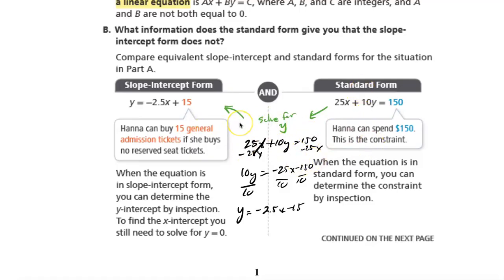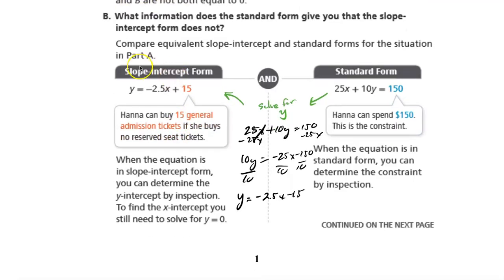So that's what they did to put it in slope-intercept form. They solved for y, and you can always do that. What does that give you? Well, it gives you the y-intercept, which in this case is the general admission tickets. But it doesn't give me anything about the x values and doesn't give me a constraint. So while it's helpful, it's not as helpful as standard form for a problem like this.